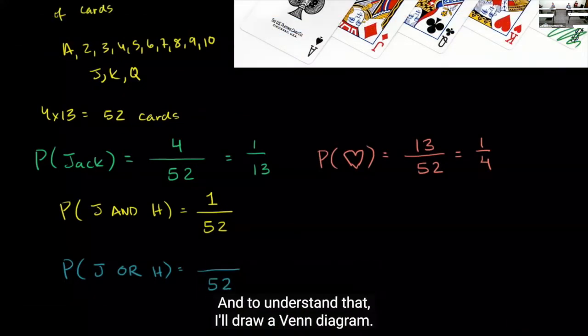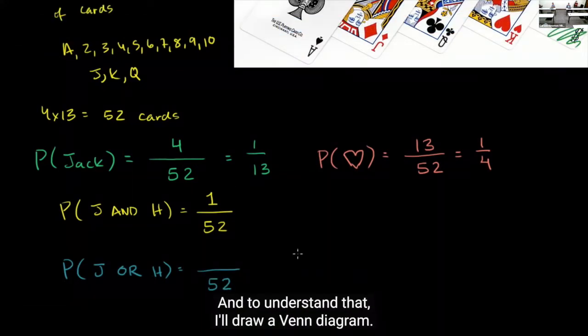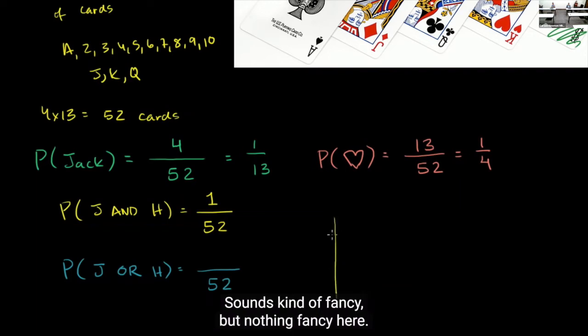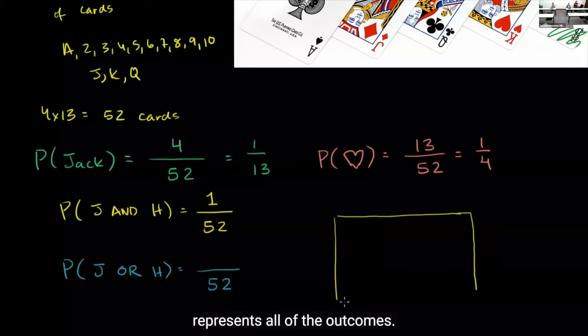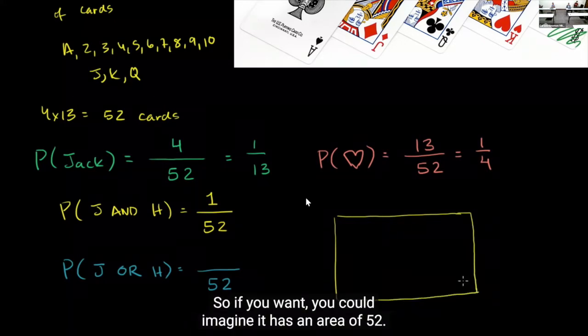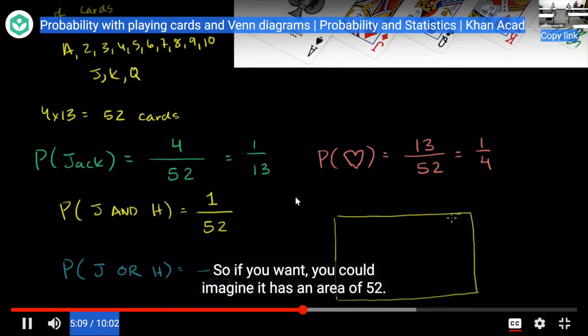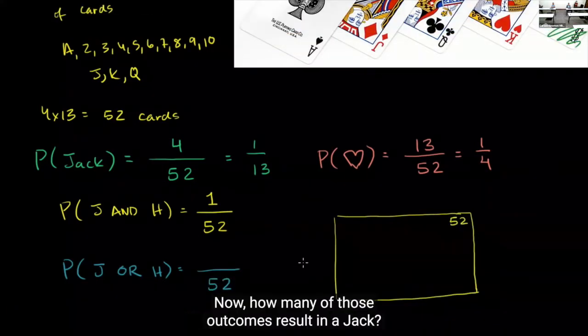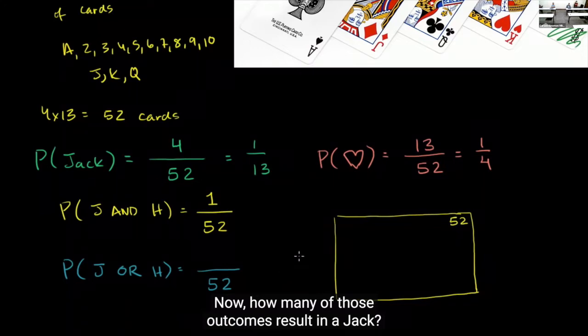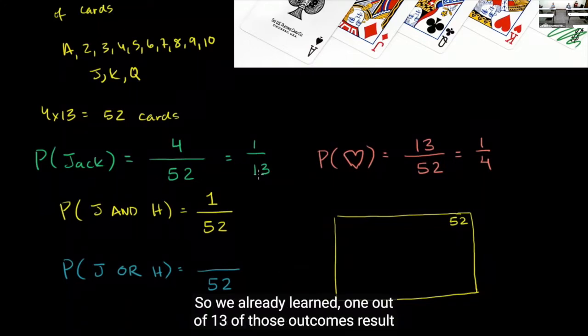And to understand that, I'll draw a Venn diagram. Sounds kind of fancy, but nothing fancy here. So imagine that this rectangle I'm drawing here represents all of the outcomes. So if you want, you can imagine it has an area of 52. So this is 52 possible outcomes. Now, how many of those outcomes result in a jack? So we already learned 1 out of 13 of those outcomes result in a jack.